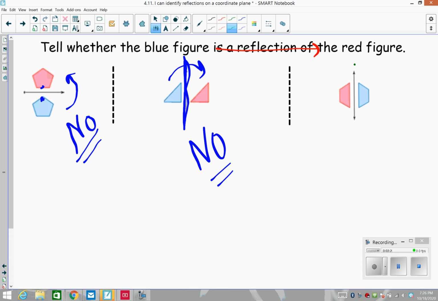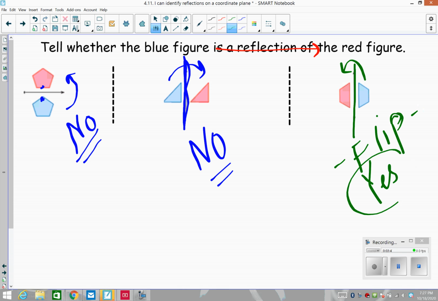The next example, here's my line of reflection. Is it true that the blue trapezoid got flipped over the green line? When we flip it, does it land right on top? Because that's super important to be a reflection. It does appear that it is. So it looks like a flip, yes. Does it look congruent? Same size, same shape? Yes. Does it look like it's going to land right on top? Yes. So we would say that that definitely looks like a reflection.